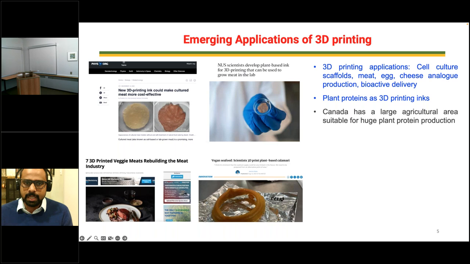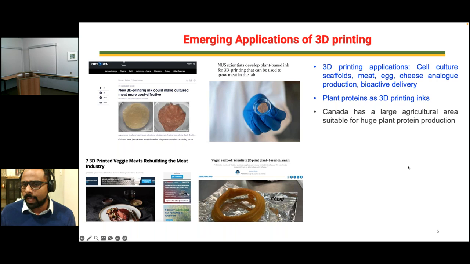I believe this is a big application of 3D food printing, and there are also other applications. You might have heard about plant-based meat products, egg and seafood analogs. There has been a lot of research happening in these areas, like the development of plant-based meat, seafood and egg analogs.